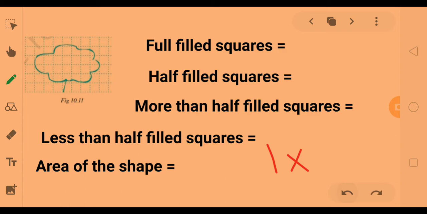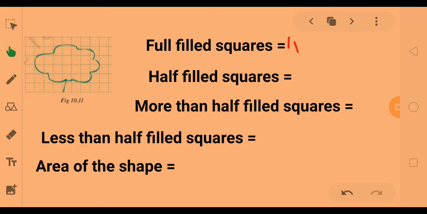Then we count full squares. How many full squares are there? So we count the full squares. We find that 1, 2, 3, 4, 5, 6, 7, 8, 9, 10, 11. So there are 11 full squares. So we write 11. Then half filled squares. How many half filled squares are there?